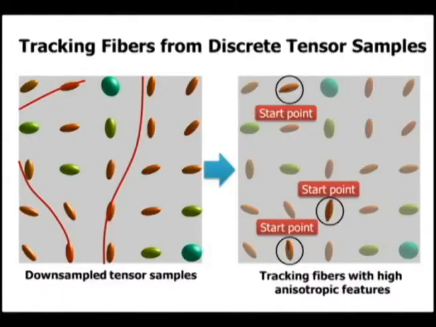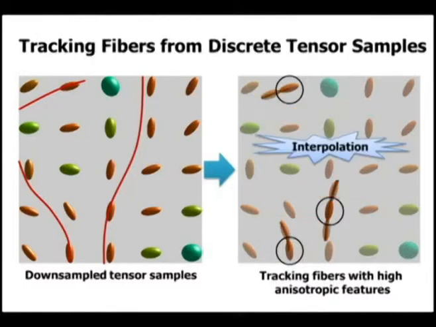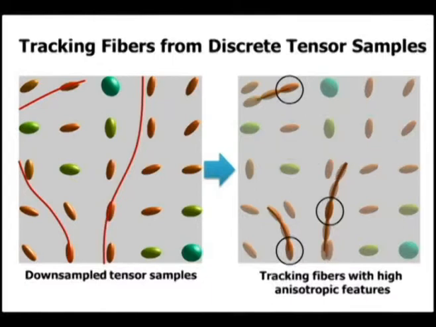Let us select three distinct anisotropic tensor samples from the downsampled data and track the fiber structures from these samples. For this purpose, we need to interpolate these sparse tensor samples to extract the continuous behavior of the fiber structures step by step.